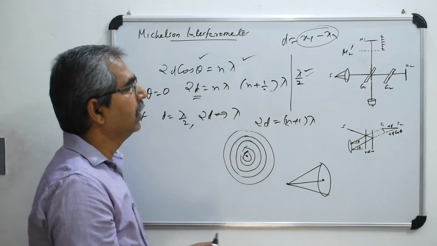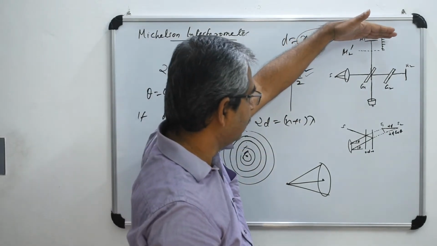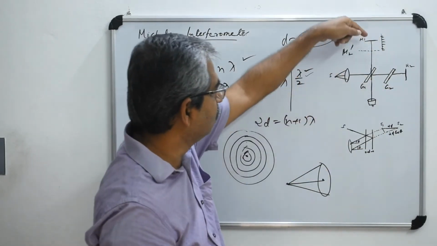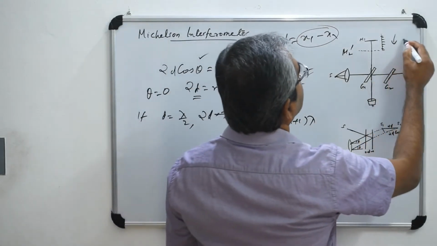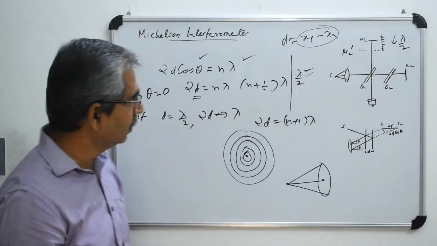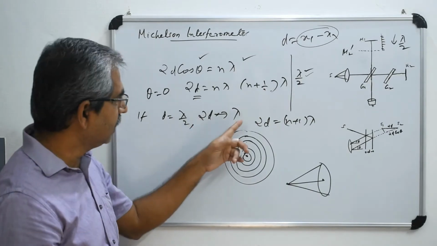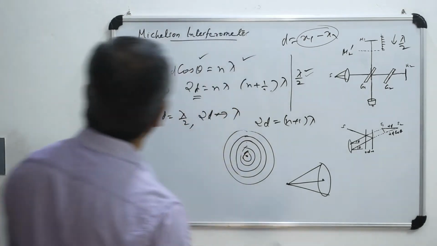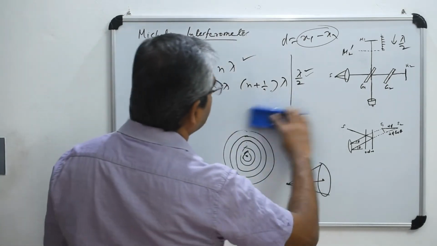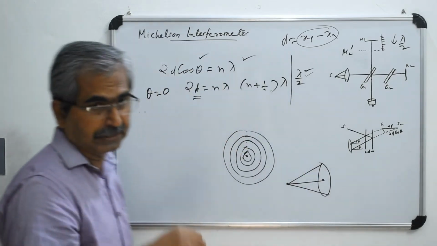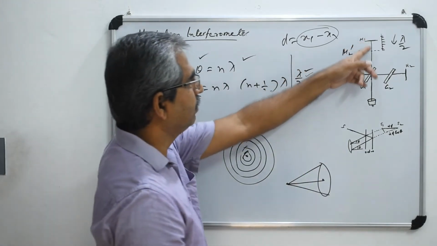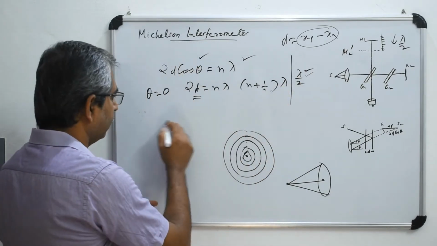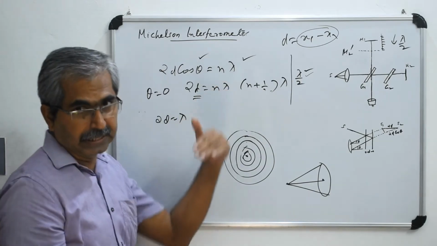I think you got the idea. Suppose you are decreasing the distance, you are moving M1 downward. What will happen? Suppose it is moved downwards by a value lambda by 2. Now 2D is less, isn't it? So this spacing D is decreased by lambda by 2. That means 2D is again lambda, but it is decreasing.